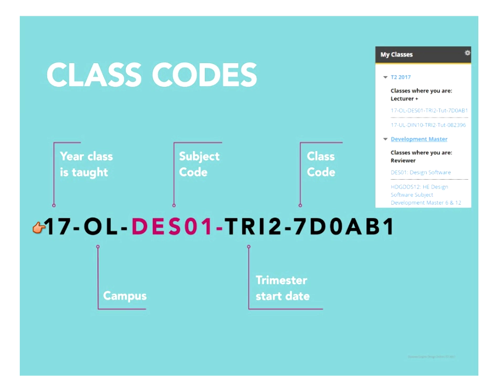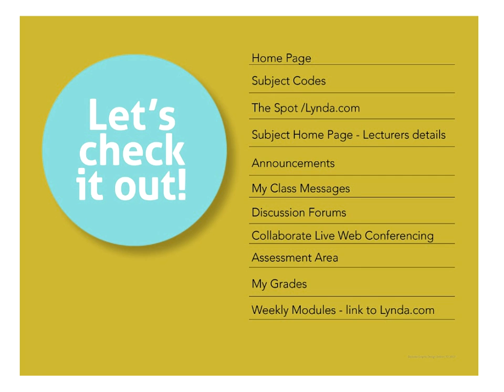So 17 means the year the class is taught. Campus, all of you guys are going to be in OL for online. And then you have your subject codes. This is probably what you need to pay most attention to. For example, this is design software. And then you have your trimester start date along with your class code. Every class has a unique code to it. So I'm going to also show you one of those live and direct.